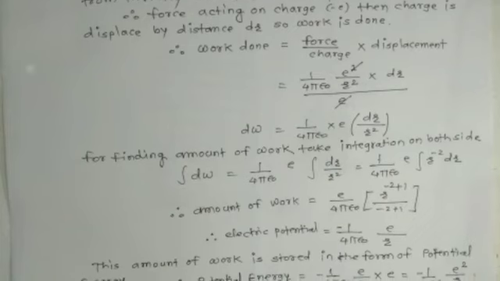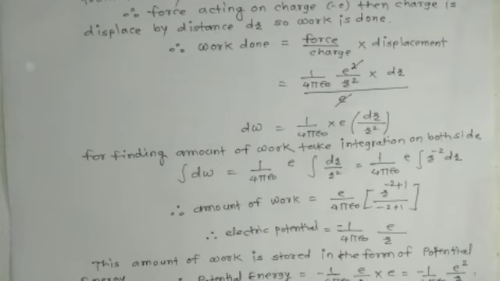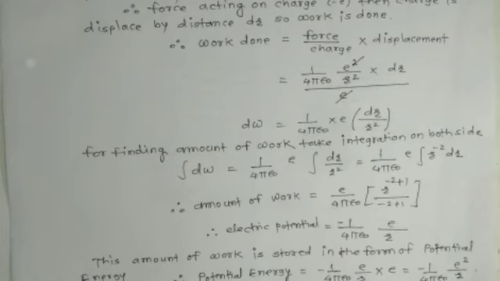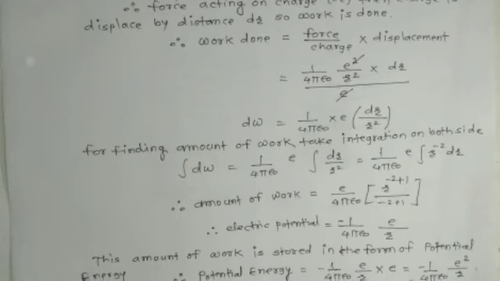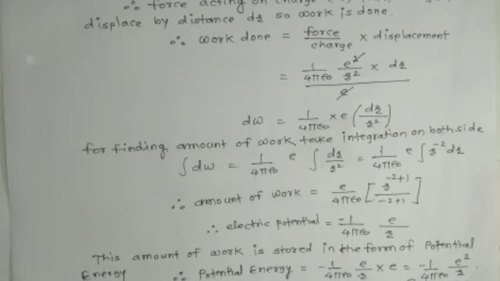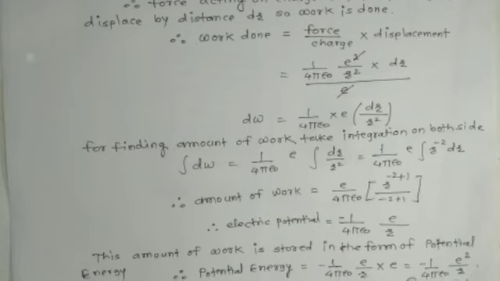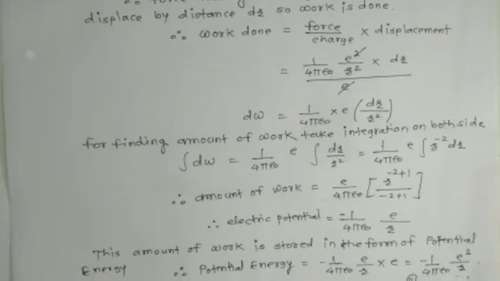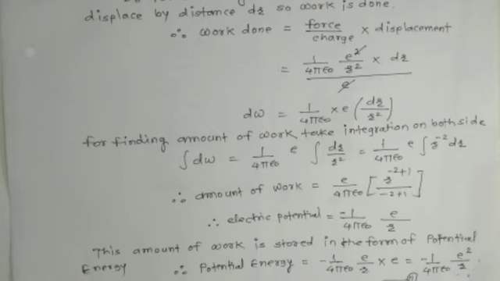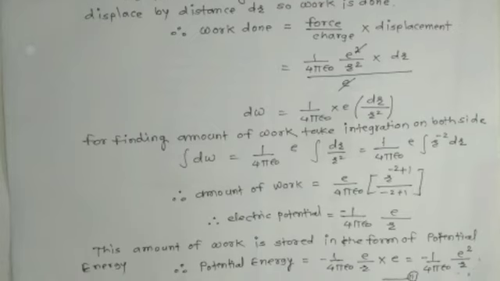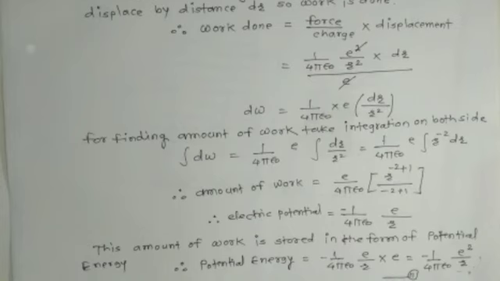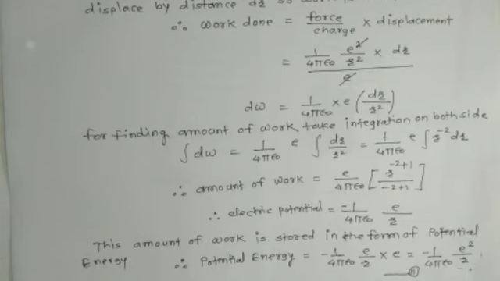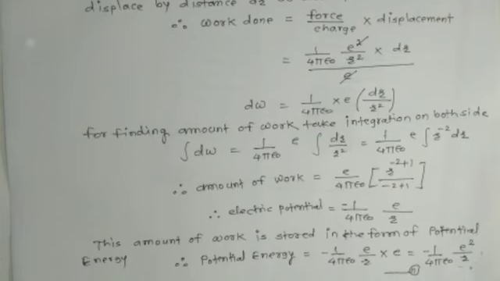For finding the amount of work, take integration on both sides. Integration of dw equals 1 upon 4 pi epsilon 0 e integration of dr upon r square, which is equal to 1 upon 4 pi epsilon 0 e integration of r raised to minus 2 into dr. So the amount of work is equal to e upon 4 pi epsilon 0, r raised to minus 2 plus 1 upon minus 2 plus 1. Therefore, electric potential is equal to minus 1 upon 4 pi epsilon 0 e upon r.